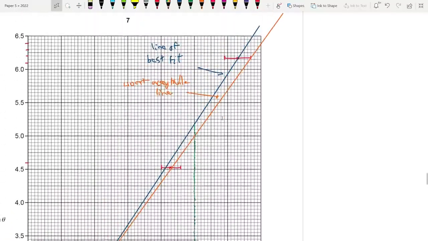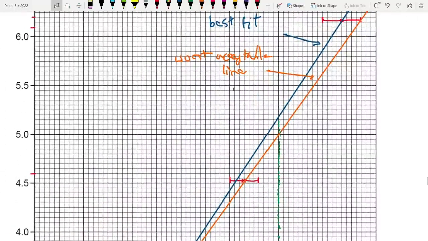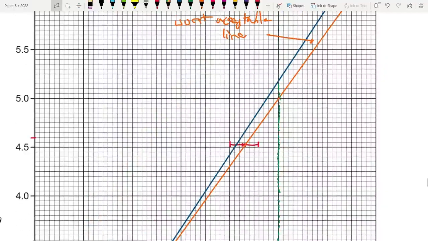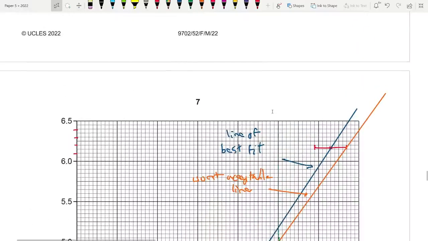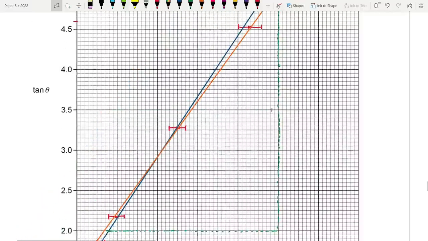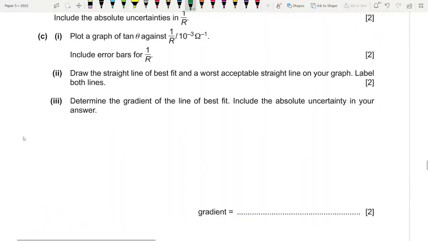So I'm going to find out the gradient of the best fit line first. So what's the point over here? It's at 70, 5.1, 5.2. It's between 5.1 and 5.2. It's like 5.17 or 18 maybe, 5.18. Okay, it's 5.18. So this is the gradient of the best fit line.